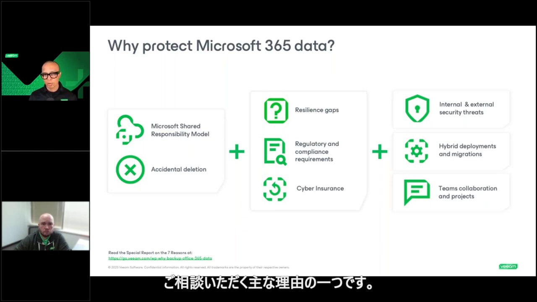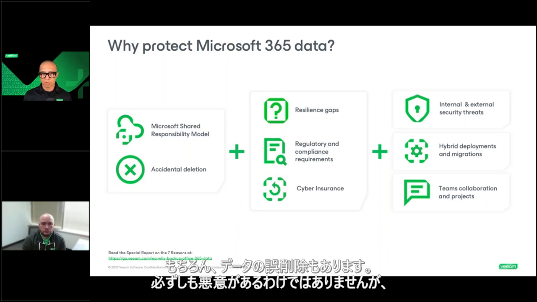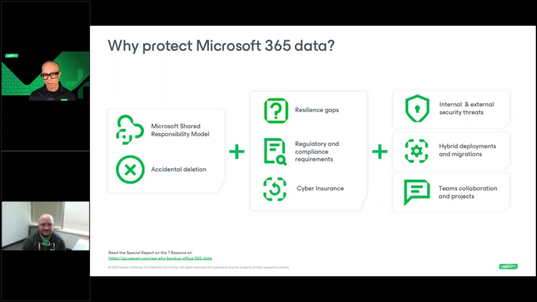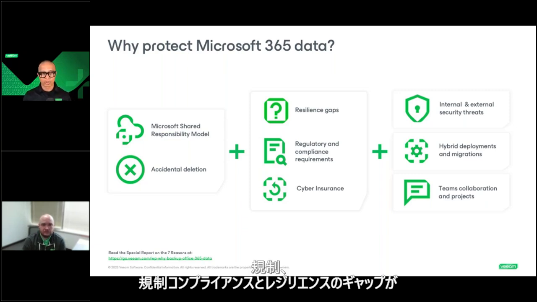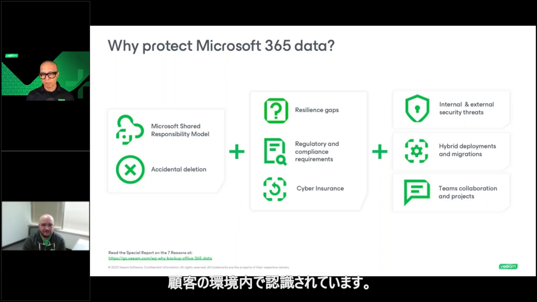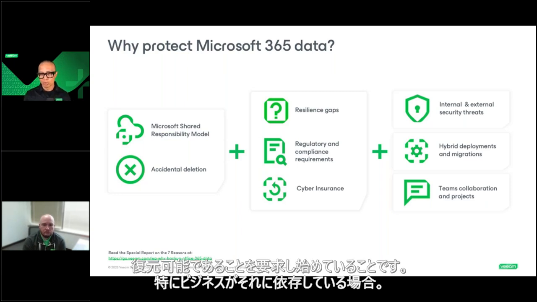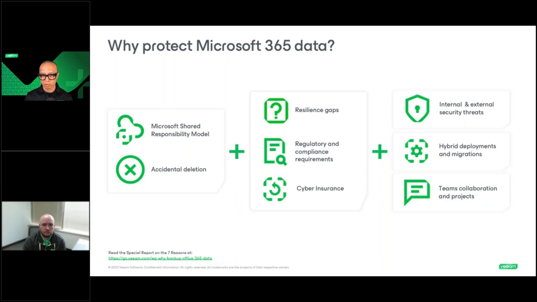So that's one of the primary reasons why customers come to us to talk about the Veeam Data Cloud for Microsoft 365. And of course, there's always accidental deletion of data. Doesn't always have to be malicious, but there are daily reasons why you need to back your data up and restore it. Secondarily, there's compliance requirements, regulatory compliance, and resilience gaps that our customers are recognizing within their environment. And one of the latest things we've started hearing lately is that cyber insurance companies are also starting to require that this Microsoft 365 data is recoverable, especially if your business relies on it.